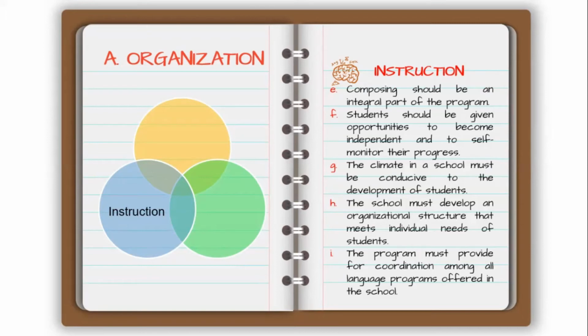The climate in a school must be conducive to the development of students. The school must develop an organizational structure that meets individual needs of students. The program must provide for coordination among all language programs offered in the school. So the instructional factor of organizing a remedial program focuses on what research-based instructional practices we will use to teach, how to do something, and how to teach. It answers how, when, and where.